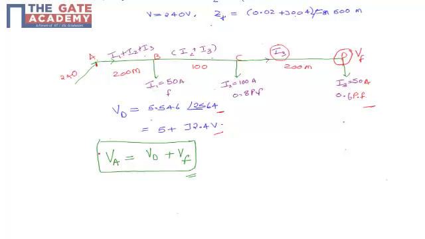So we know the values of VA and VD. Substitute the values of VA and VD, then find the value of VF. VA is 240 volts, the given voltage at the starting feeding end, and VD, the voltage drop of the distributor, is 5 plus j2.4 volts, plus the voltage at the far end, which is nothing but VF.